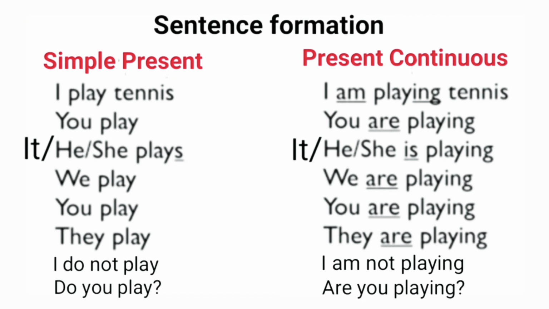In present continuous tense, positive sentences are I am playing tennis, you are playing, it, he or she is playing, we, you or they are playing. Negative sentences are I am not playing, she is not playing, or they are not playing. Interrogative sentences are are you playing, is she playing, or are they playing?